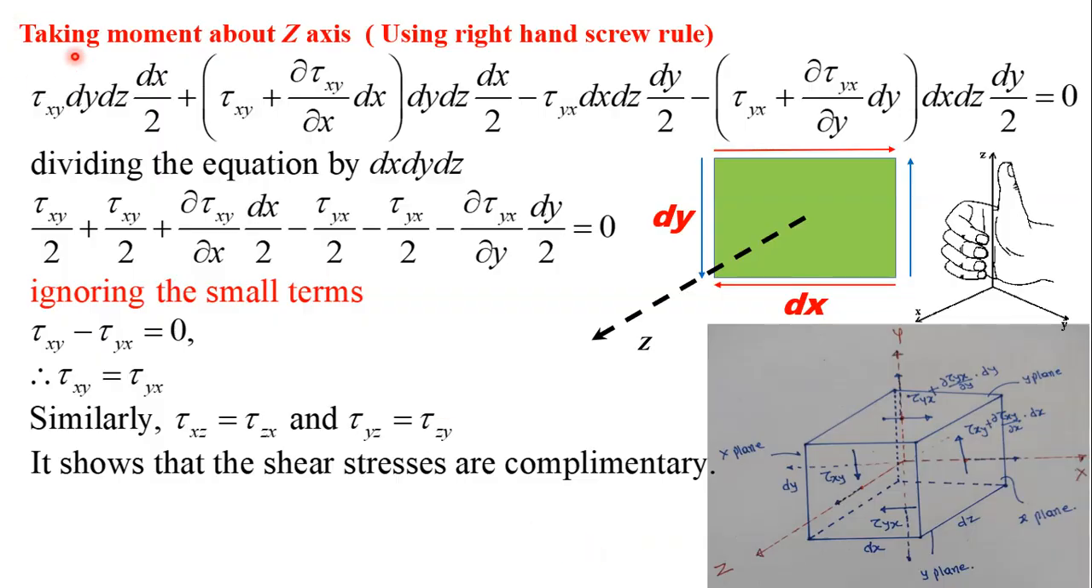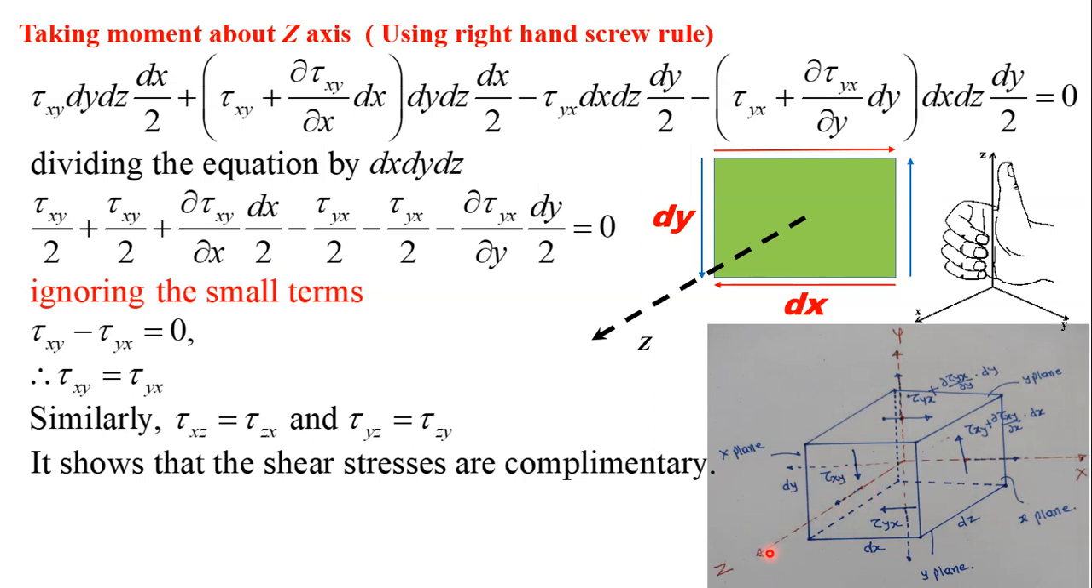Now, let us take moment about z-axis. Here we will use the right hand screw rule. The thumb points towards the direction of axis, and this curved figure shows the direction of positive moment about z-axis. We have already studied it at school level. So we will take moment about z-axis. This is the z face and this is z-axis, remember.